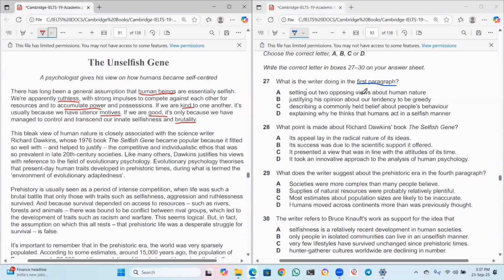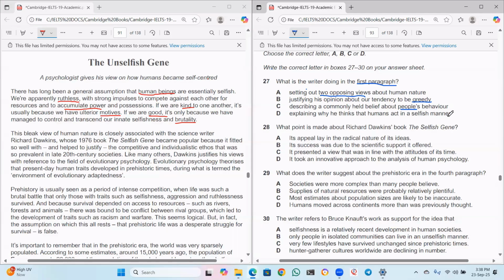A: setting out two opposing views about human nature. He's talking about two opposing views about human nature. Let us keep this in mind. B: justifying his opinion about our tendency to be greedy. C: describing a commonly held belief about people's behavior. Commonly held belief, this is a good keyword for us. D: explaining why he thinks humans act in a selfish manner.